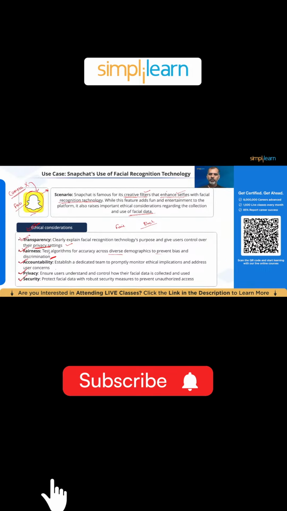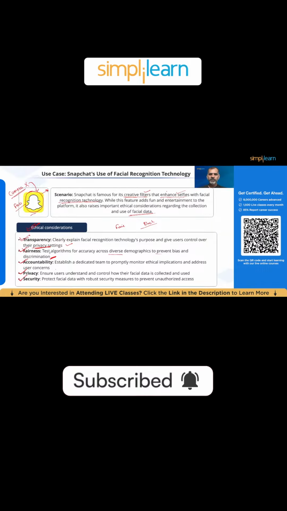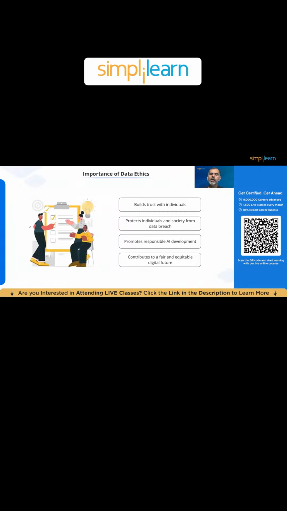I hope we are clear with all these points, guys. Now we understand what the key principles of data ethics are: transparency, fairness, accountability, privacy, and security. So, by understanding this, let us try to understand why it is important, why we talk so much about these key principles, data ethics, and rules and regulations in data practices.